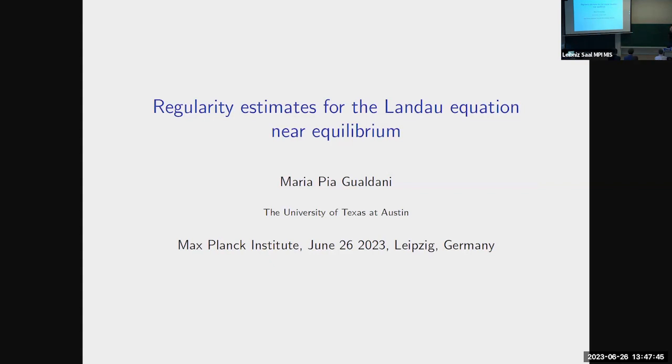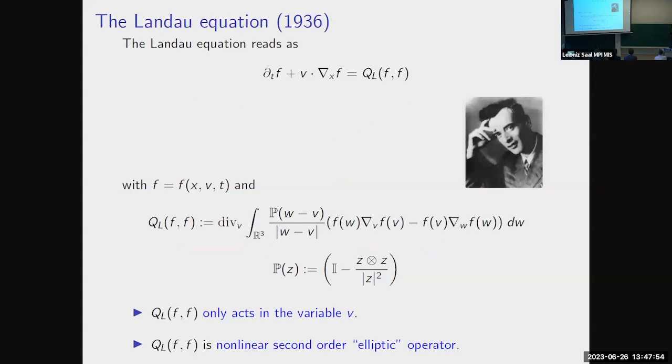Today I will talk about very recent results on the Landau equation near equilibrium. We will see what this means. The Landau equation was introduced by Lev Landau in 1936 as a model to describe collisions in plasmas. It is a kinetic equation, and the unknown function f is a probability density that describes the probability of finding particles at position x with velocity v and time t.